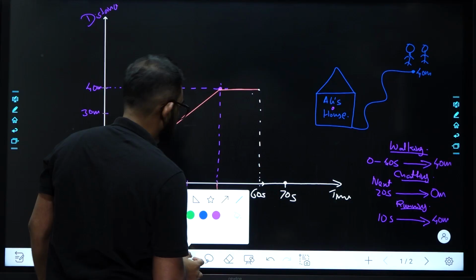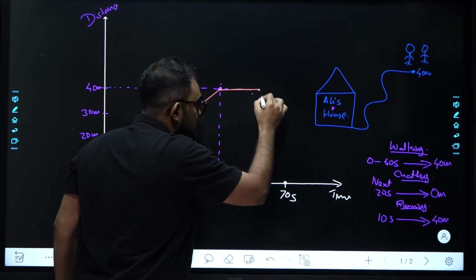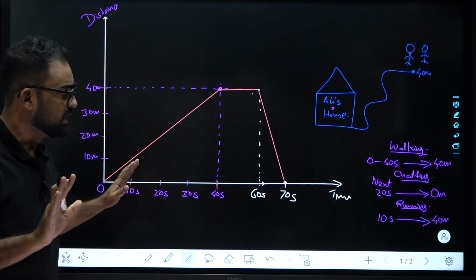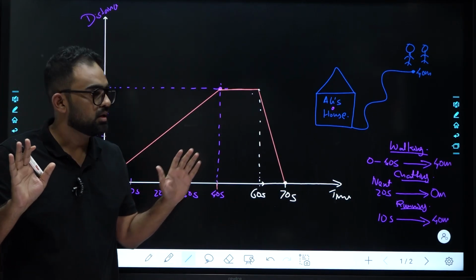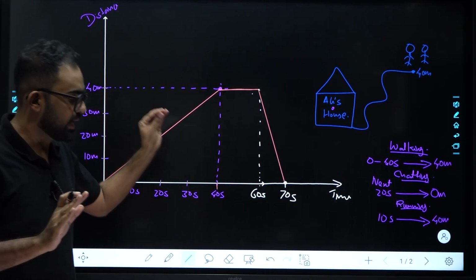Now we need to plot a straight line between these two points. So this is the running line. Done. The story is finished. We have completely translated the whole story into a distance time graph.